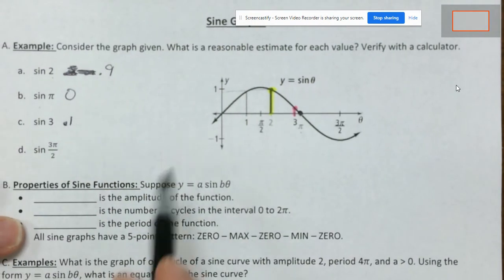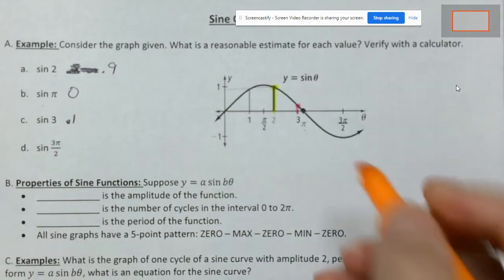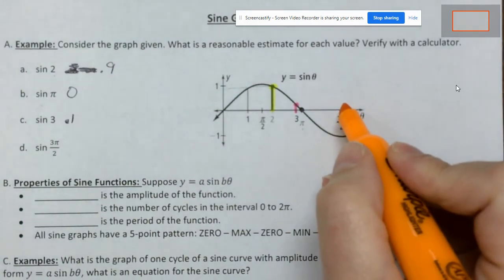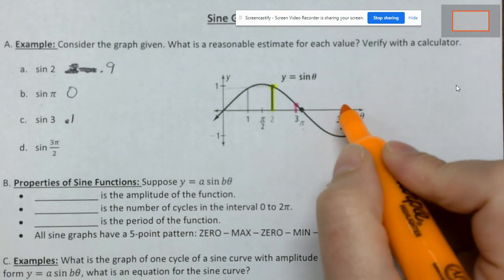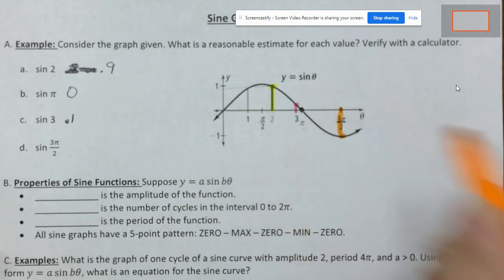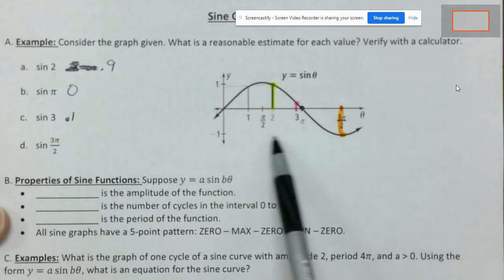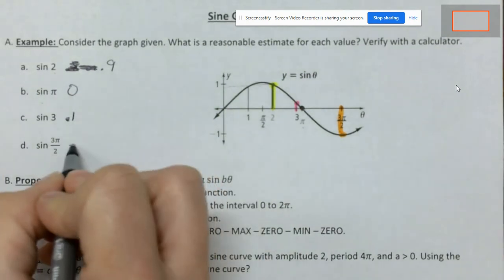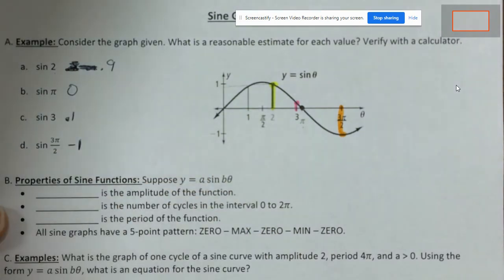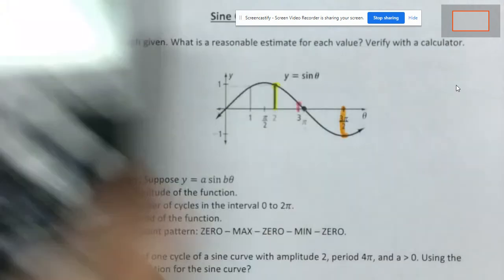And for the last one, the sine of 3 pi over 2. So this time we're going to 3 pi over 2, which is here. If we draw a line down from 3 pi over 2, that means we're roughly here. If we go out from there, we are at -1. So the sine of 3 pi over 2, let's type that in. The sine of 3 pi over 2. And we do get -1.